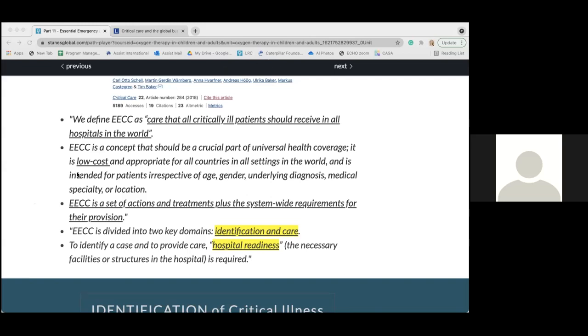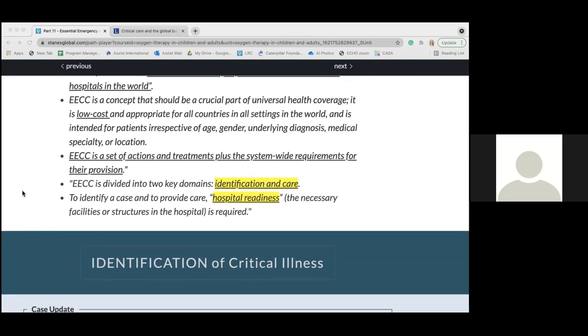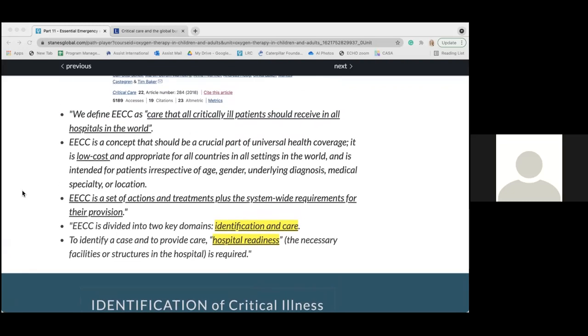service. It is low cost, meaning that ideally you do not need very sophisticated equipment beyond what we are able to have in our facilities. As long as whatever minimal equipment we have, we put it to good use, and the minimal skills that we have, we apply them appropriately, we should be able to provide some level of care to these patients. It is intended for patients irrespective of age, gender, underlying diagnosis, medical specialty, or location.